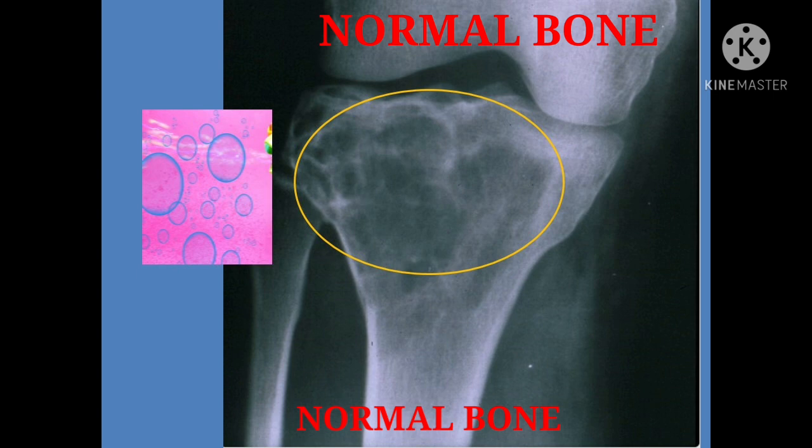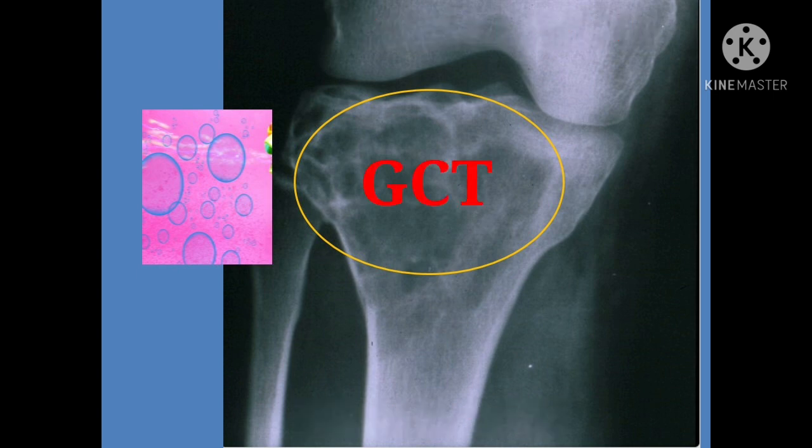The bone has been eaten away, leaving some shadows here. Can you appreciate the shadows? Round circle-like things. So they are resembling soap bubbles. That's why the characteristic feature for giant cell tumor on imaging is the soap bubble appearance.